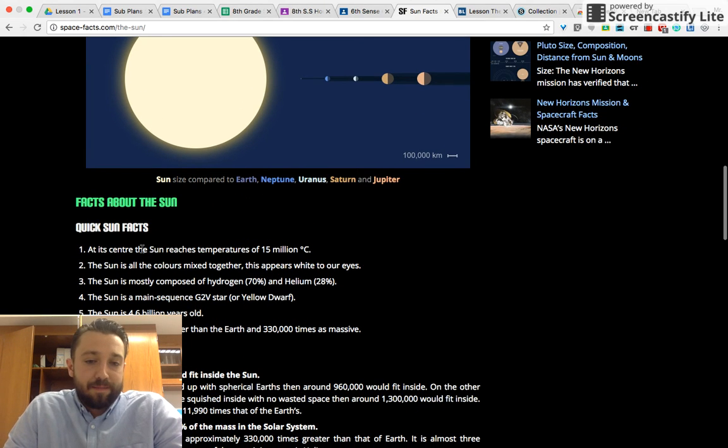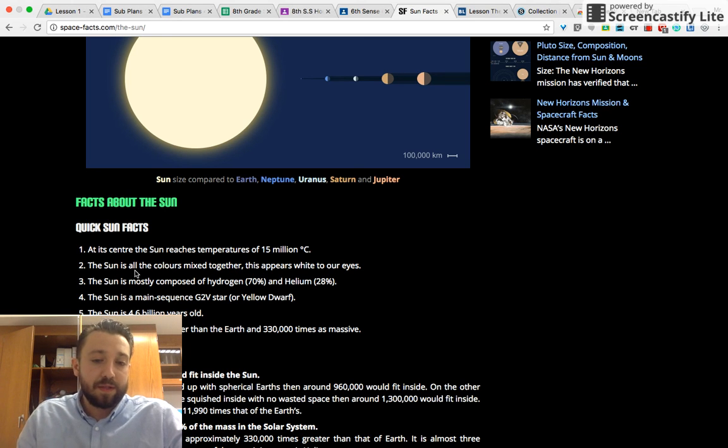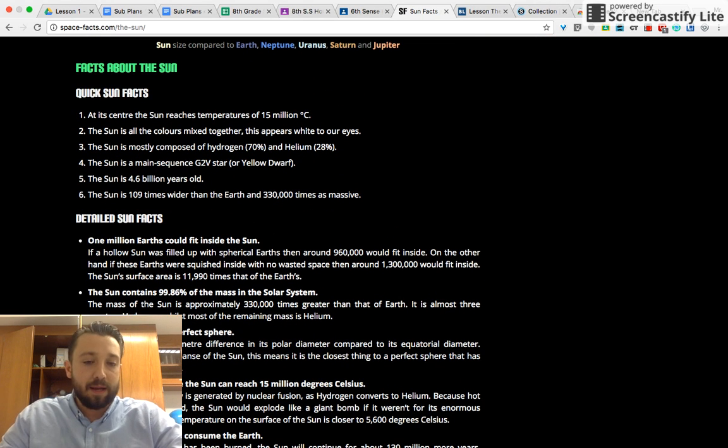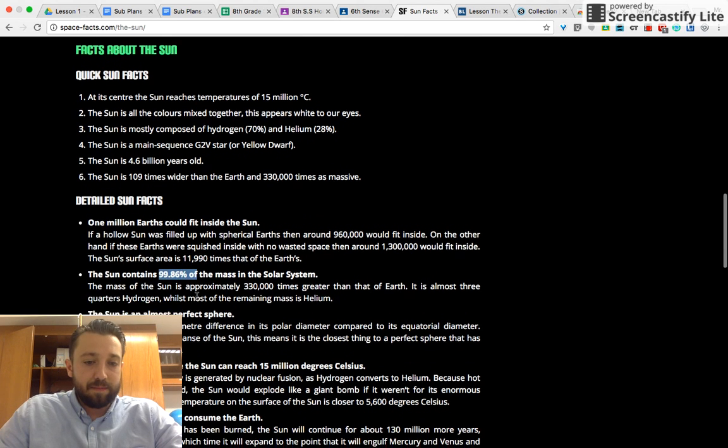Here's some interesting facts. The sun is all the colors mixed together. This appears white to our eyes. It's mostly made up of hydrogen and helium. Those two things work together by something called nuclear fusion on the sun. It's a main sequence star, which means it's kind of an average star, but it seems huge to us. And like I said, it's really big, 109 times wider than us. You could fit 1 million Earths inside, we said. This is crazy. It contains over 99% of the mass in our solar system.